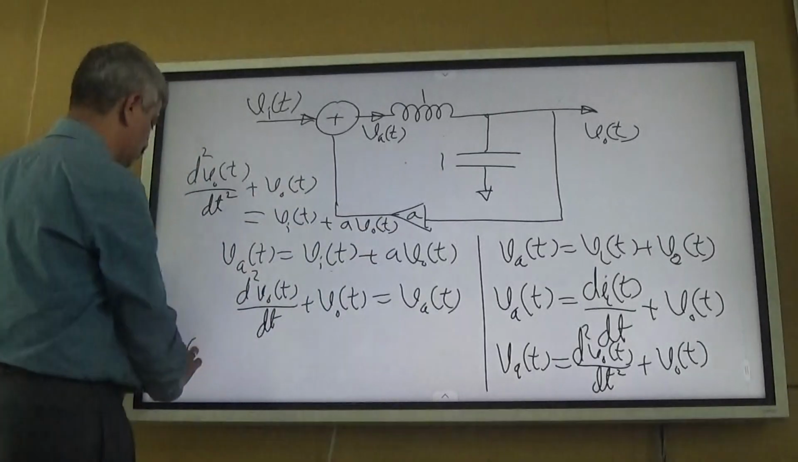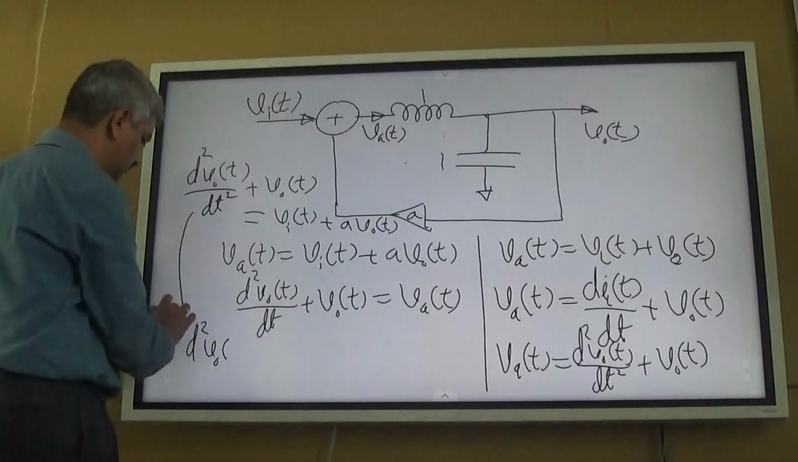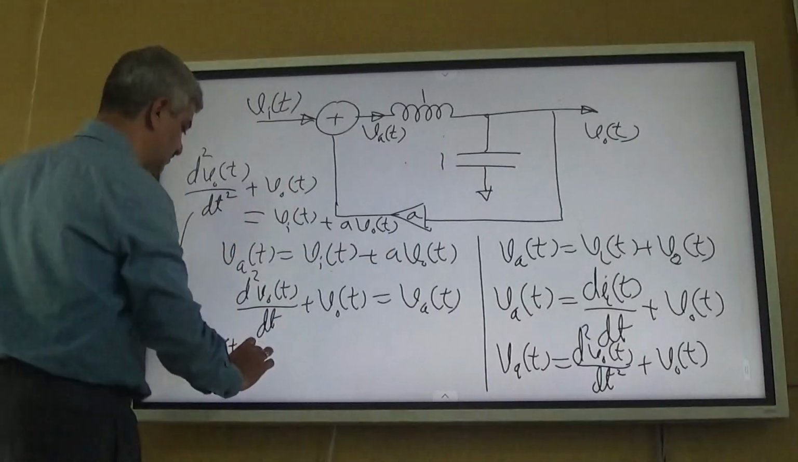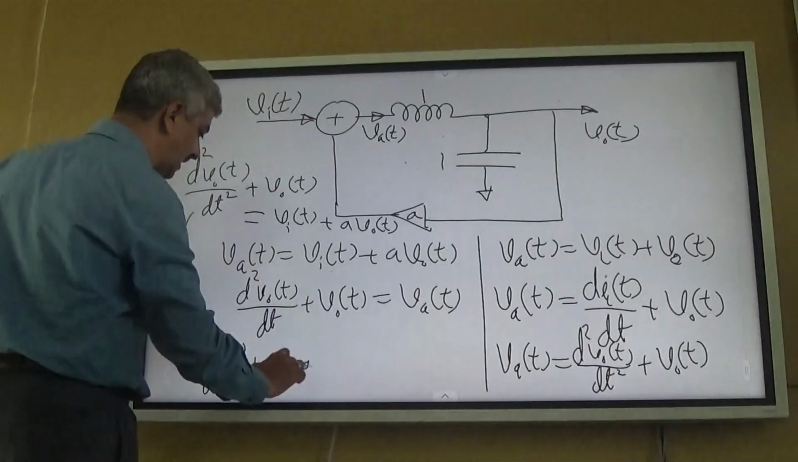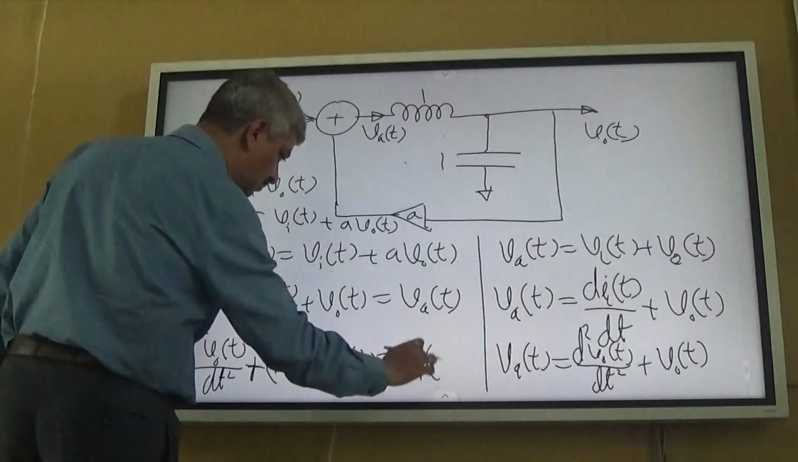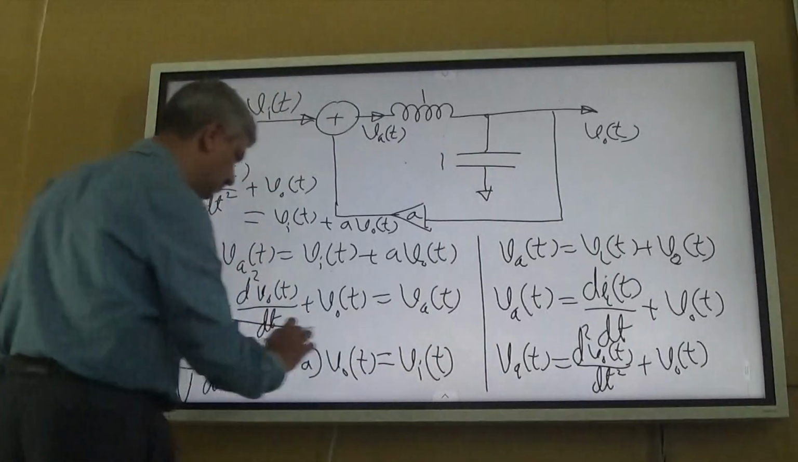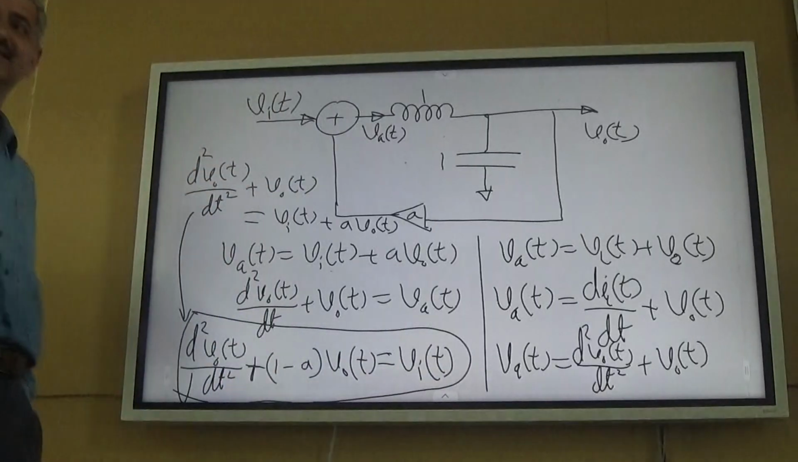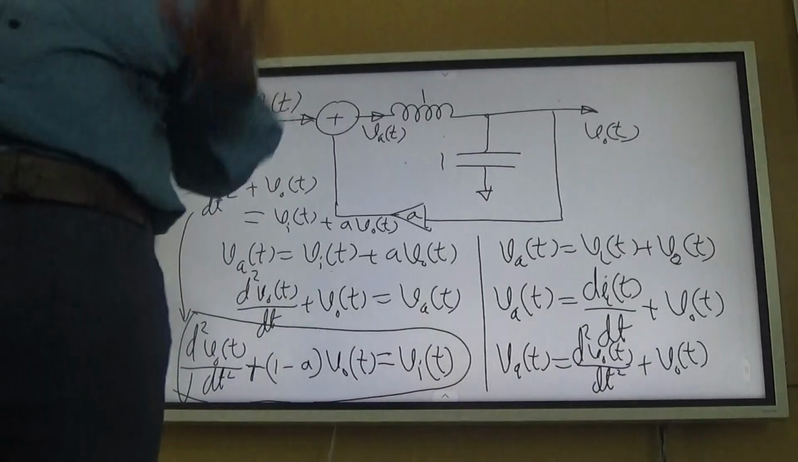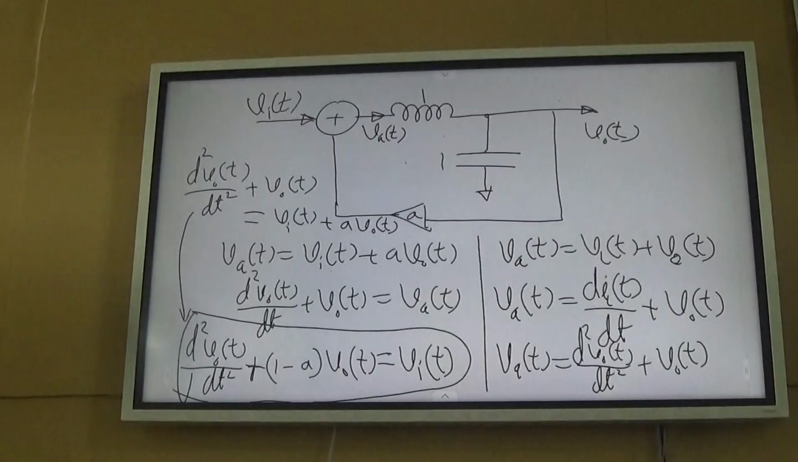VOT comes on this side. So d2 VOT upon dt square, when A comes, it is (1 minus A) VOT is equal to V in T, which is the final answer. Is it right? Is it okay? So with this, the technique for deriving the differential equation for every problem, you must be expert in it, right?